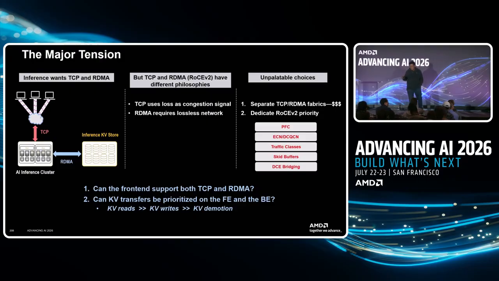KV writes. So I want to write this KV, or I want to transfer KV from a GPU node to storage, so some other node may want to use it, like decode, for example. And KV demotions, these are like evictions. You're going up and down the cache hierarchy, so you don't have to really do that promptly. So you want to deprioritize that. But how does this work in a network which doesn't understand priorities? Okay?